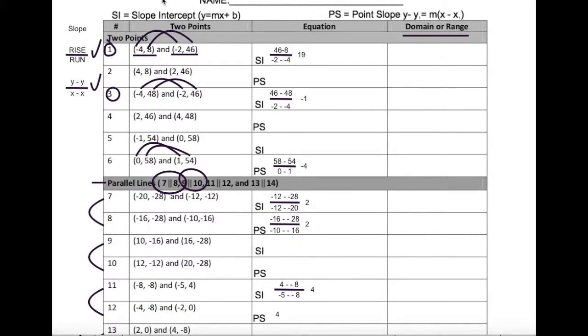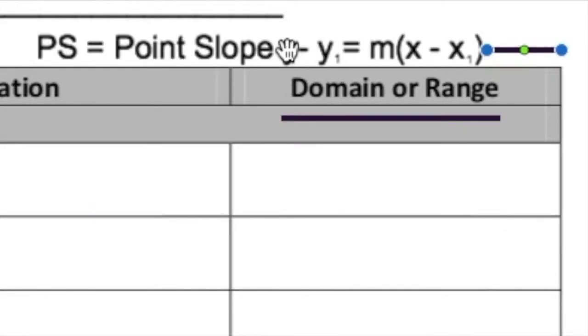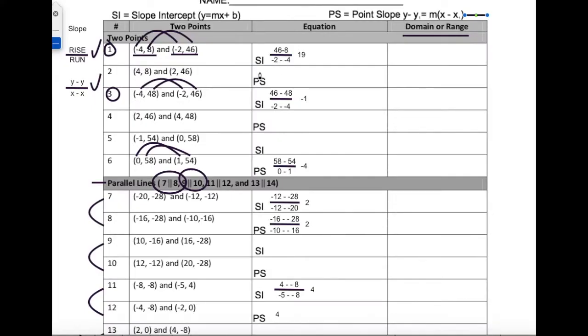If I were doing this project, the next thing that I would do is focus on the equations that I need to write in point slope form. And point slope form is y minus y sub 1 equals m parentheses x minus x sub 1. And all of the ones that have PS written next to it, those are the ones I want you to write in point slope form.